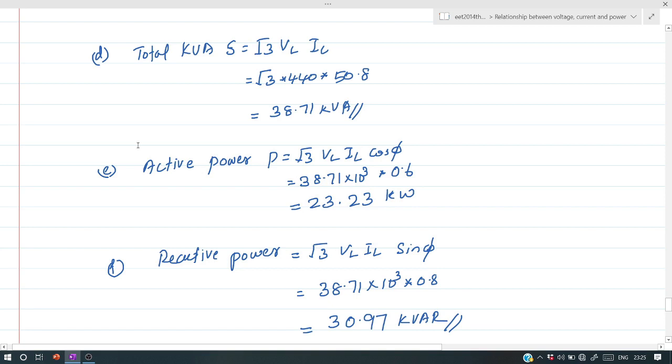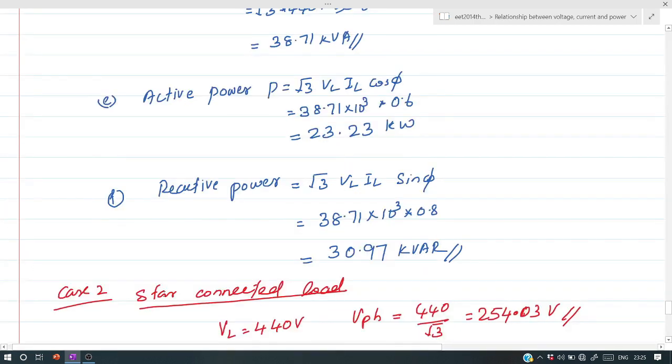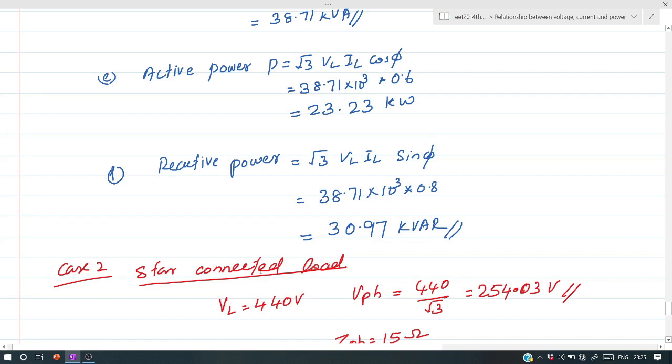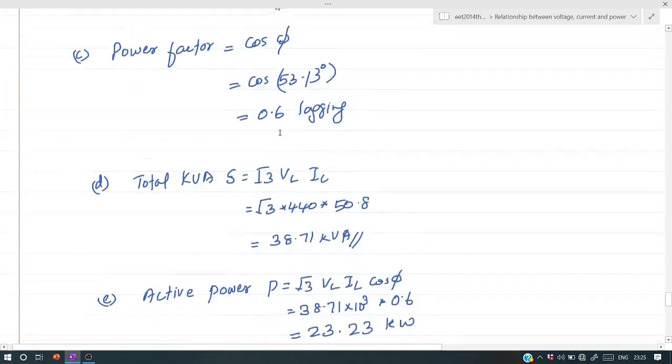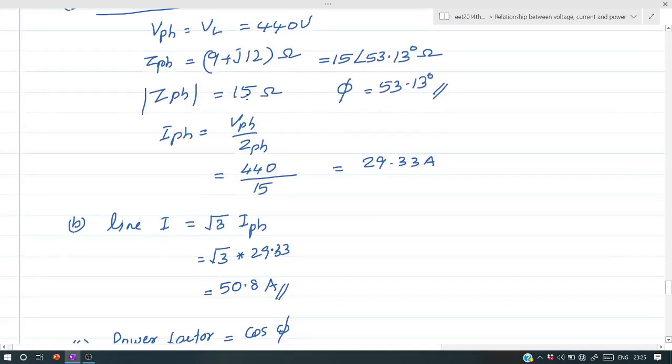Next part of this problem is we need to recalculate all these quantities if the winding configuration is changed into star. That is, case 2 is star connected load. In the case of star connected load system, the relationship between VL and V phase is like this. That is, V phase is equal to VL by root 3. VL is already given in question as 440 volt. Substituting, we can obtain V phase as 254.03 volt. And Z phase is already got from here, that is 15 ohm.